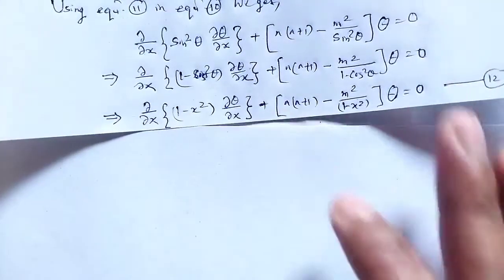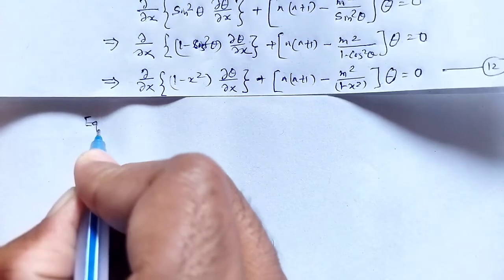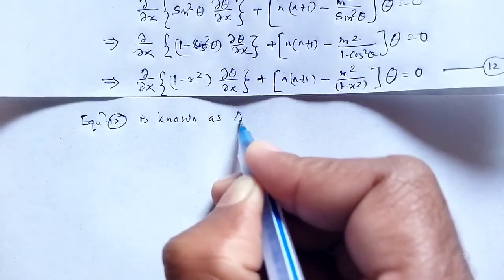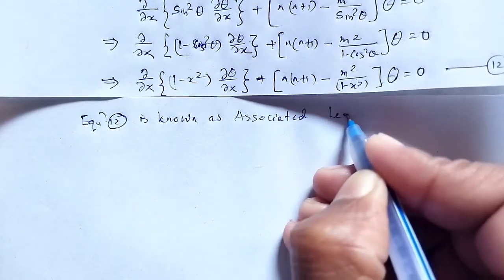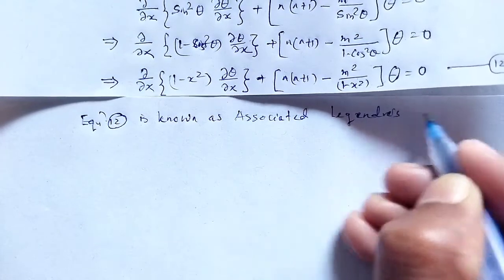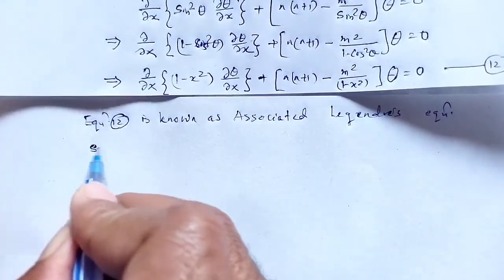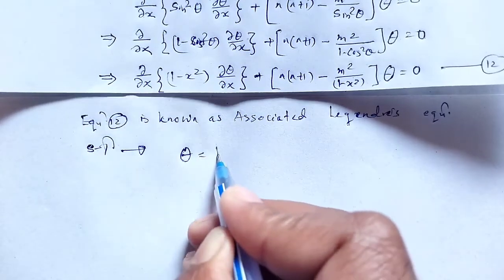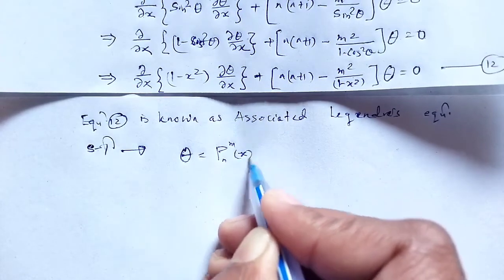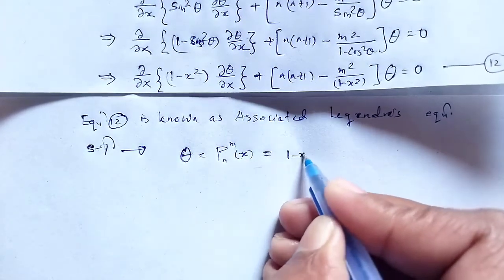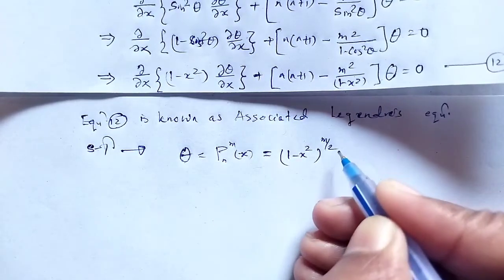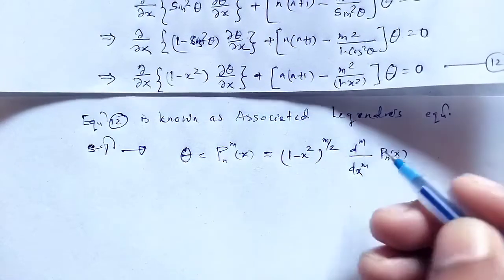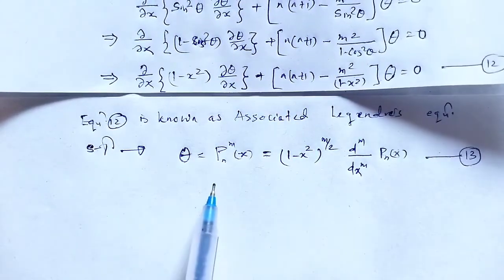The equation 12, that equation number 12 is known as the associated Legendre's equation, and the solution of that differential equation, theta is equal to P n m of x, and that one is 1 minus x square to the power m by 2 d m by d x m of P n of x. That is equation number 13. We get theta here.